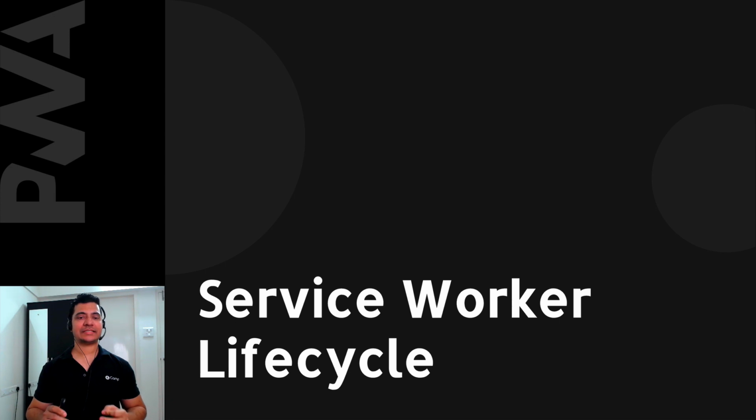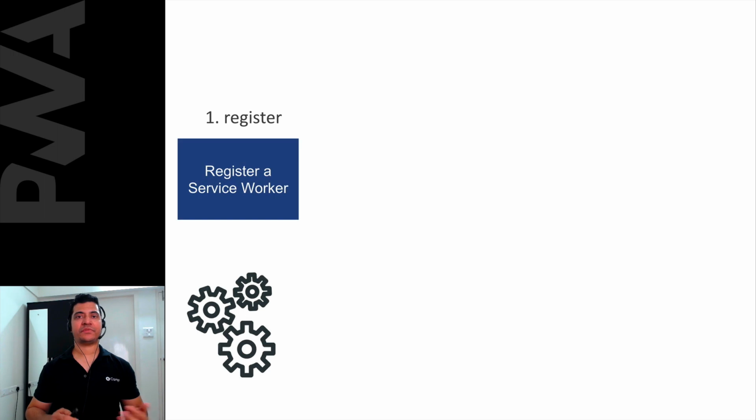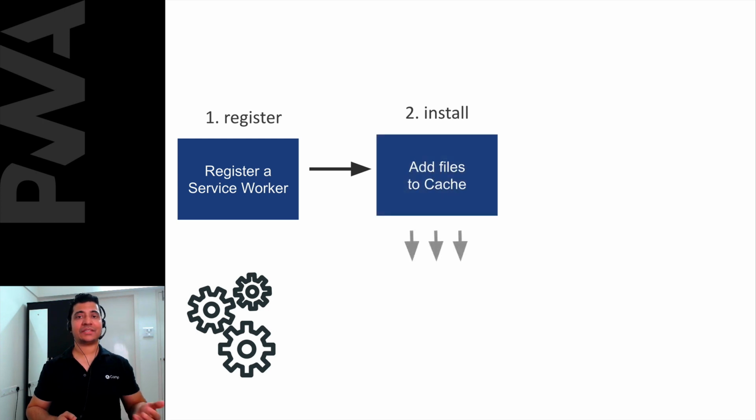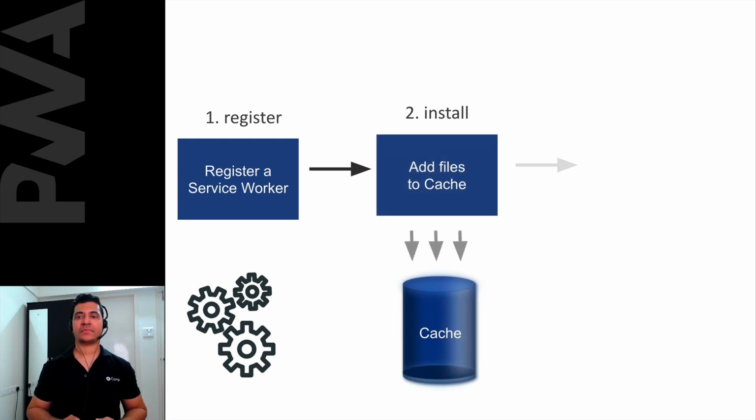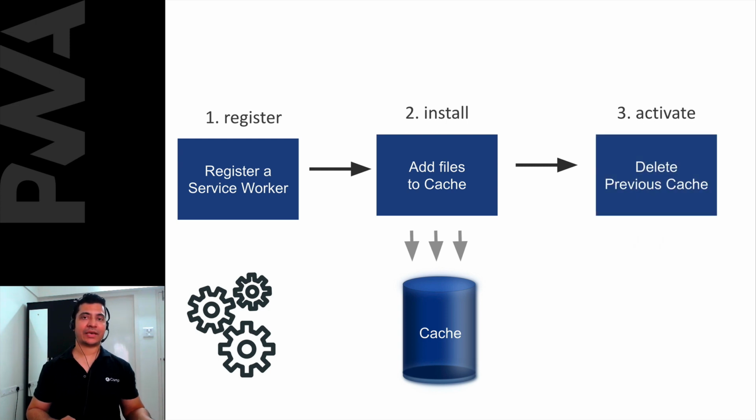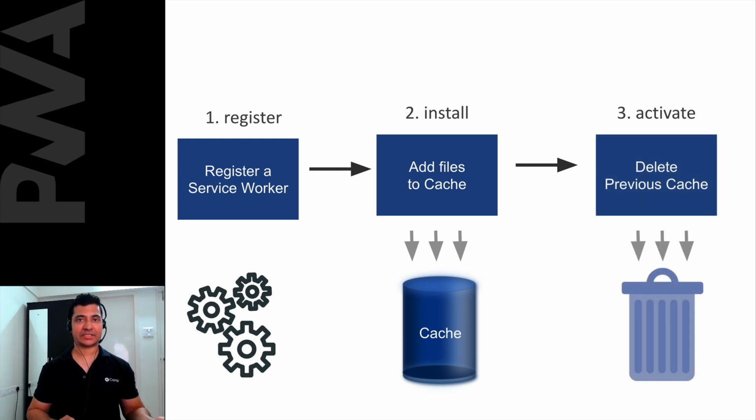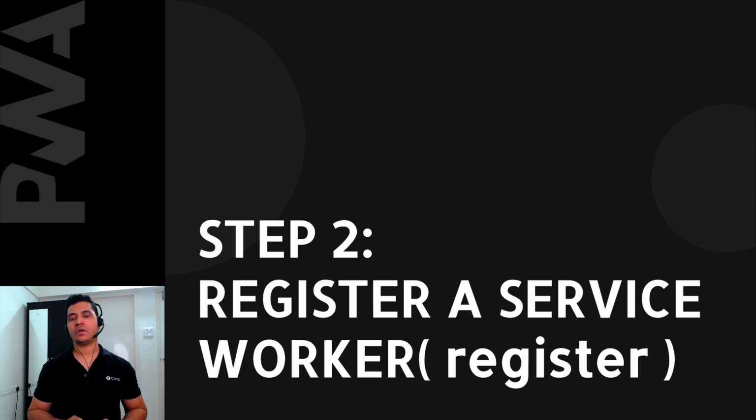All right, so let's see the life cycle of service workers. There are different events in the life cycle. First is register. At the time of the register event, we register the service worker. Then at the time of install, we add the files to the cache. And when it's activated, we also delete the previous cache so that the data is never stale.